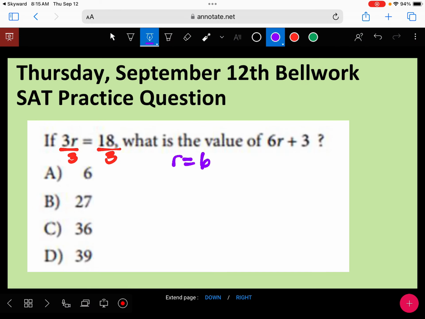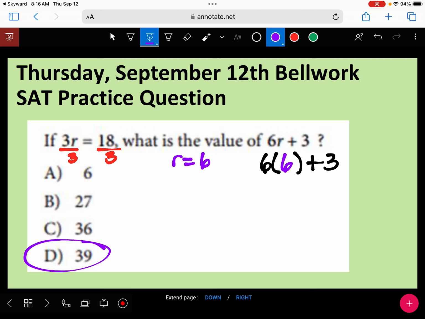Because now what they want you to do is figure out what is the value of 6R plus 3. So take the answer that you got and substitute it into the expression 6R plus 3. So that would be 6 times 6 plus 3. And 6 times 6 plus 3 would be 39. Any questions about how we reason through that?